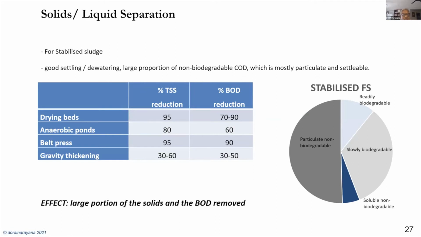And you can have different types of solid-liquid separation processes to be used: drying beds, anaerobic ponds, belt press, and so on. And you can see here that the percentage of total solids reduction can be very high, which means if you're using drying beds, for example, only 5% of the solids remain in the filtrate that is coming out of the drying beds. And similarly, there's a reduction of a big portion of the BOD as well, right? So this is a good step to do so that you reduce the loadings that end up being co-treated in your STP, right?